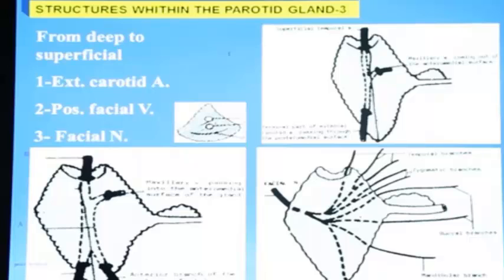Structures within the parotid gland. You have to know how these structures are arranged in the parotid gland, especially when you are doing surgery for the parotid gland. From deep to superficial.